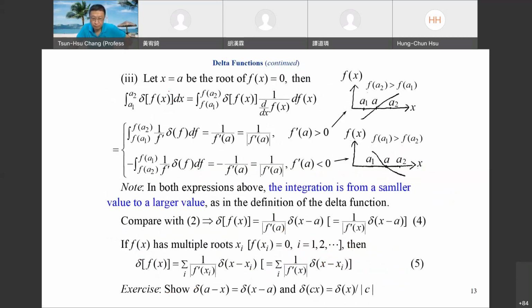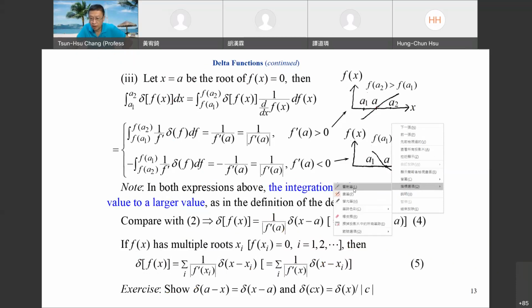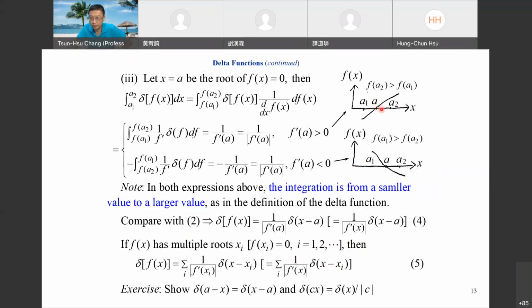Another one. Let A be the root of this one. So this time, A is the root of f of x, just like this one. f of x, we have a single root here. It equals A. We have a single root. Let's point it here. Okay, so the integral from a1 to a2 of delta f of x.